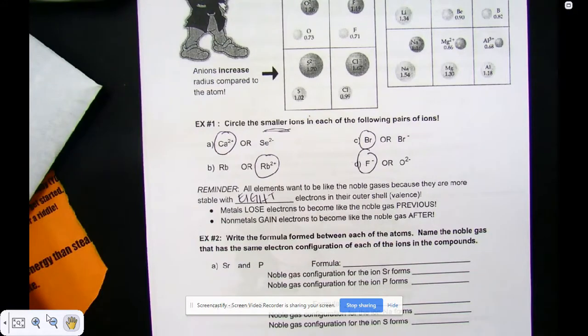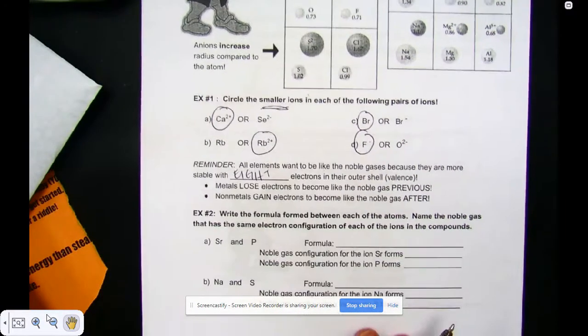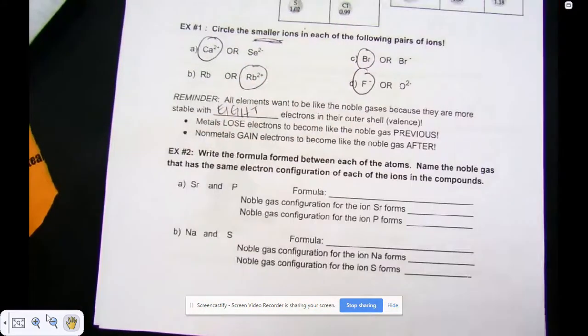All right, our example 2. Write the formula formed between each of the atoms. Name the noble gas that has the same electron configuration as each of the ions in the compounds. All right, so these are simply ionic compounds, nothing new, nothing we haven't done a million times before, going back to a little bit of old practice.